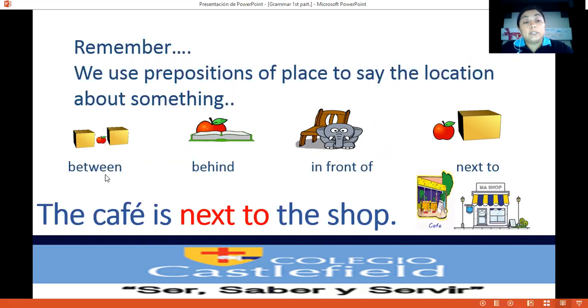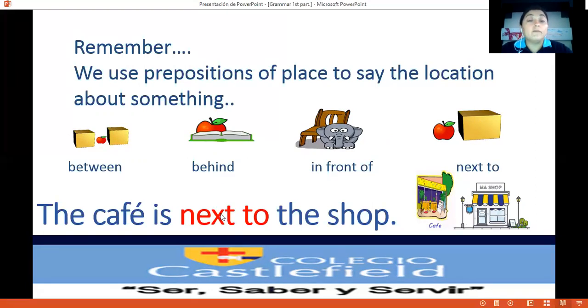Okay, remember that we use prepositions of place to say the location of something. We have the prepositions between, behind, in front of, next to. The apple is between the boxes. The apple is behind the book. The elephant is in front of the chair. And the apple is next to the box.